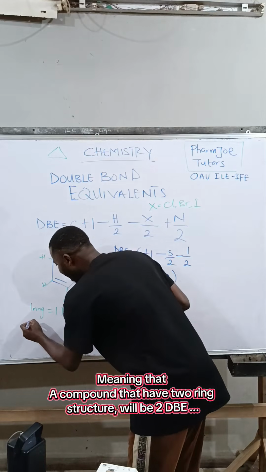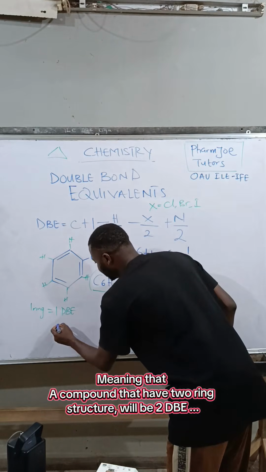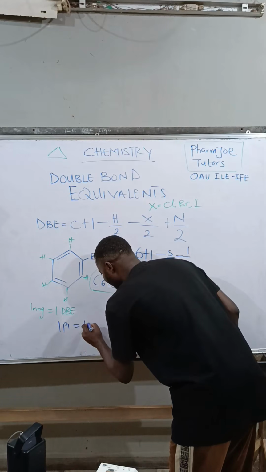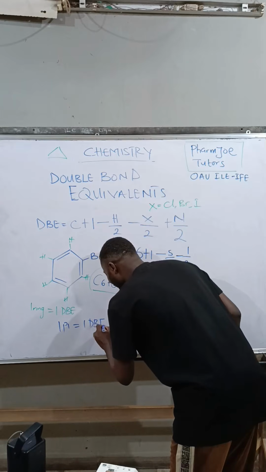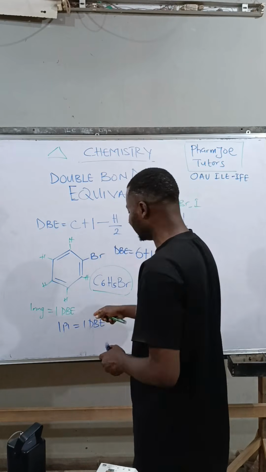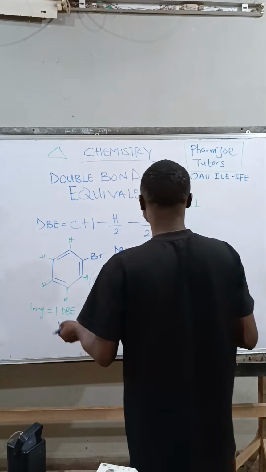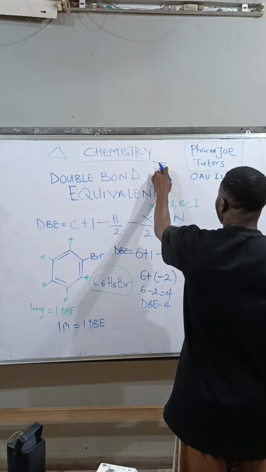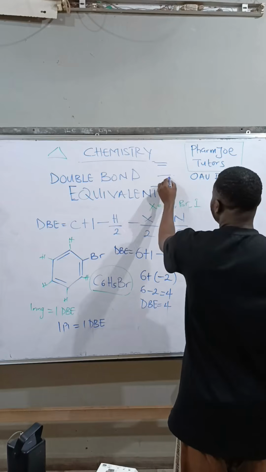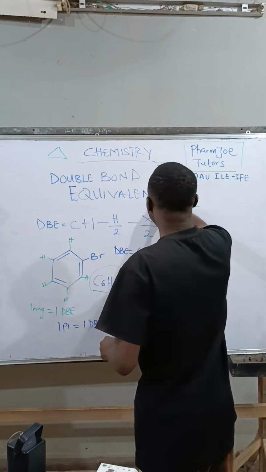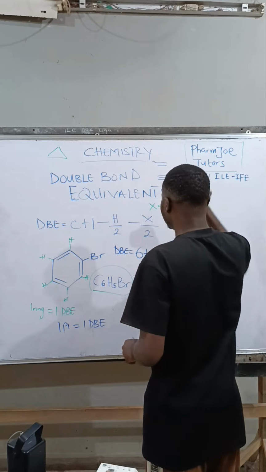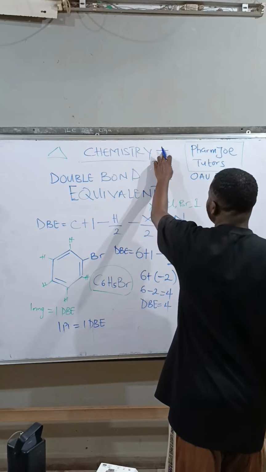Another thing you should pay attention to is that 1 pi bond is equivalent to 1 DBE. Now, you know in organic chemistry, if you have a double bond, 1 is pi and 1 is sigma. If you have a triple bond, then 1 is sigma, 2 is pi. Remember, if you have a single bond, it is just a sigma.